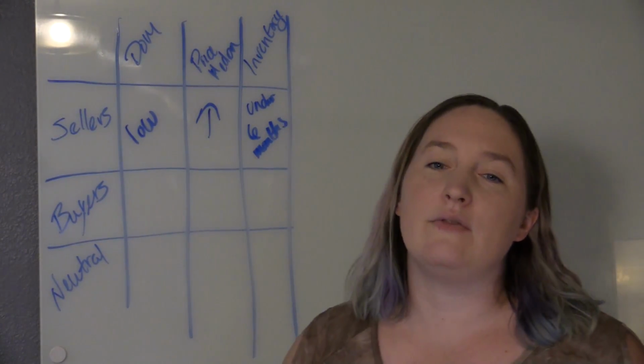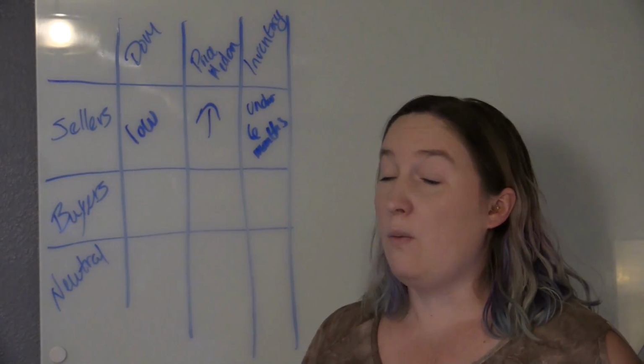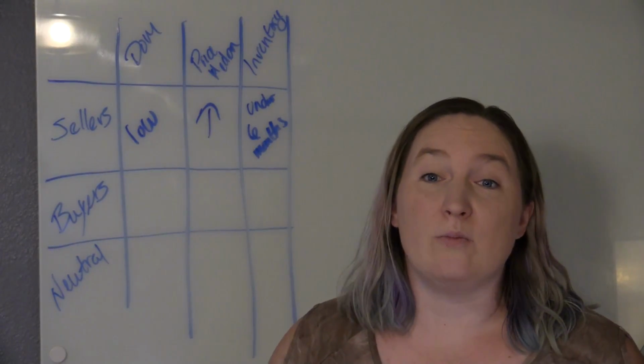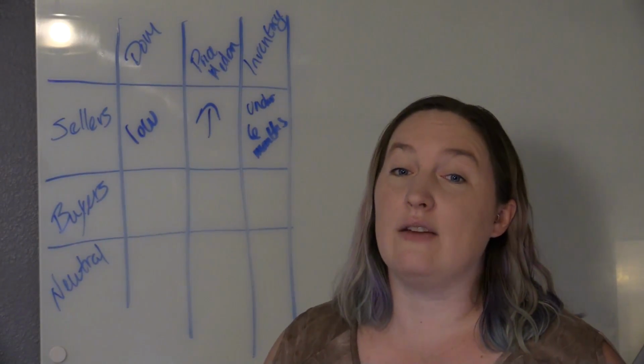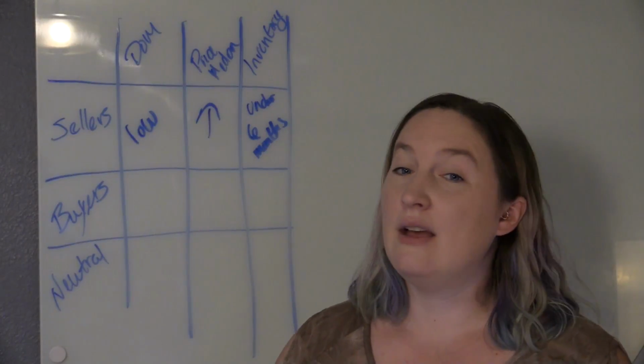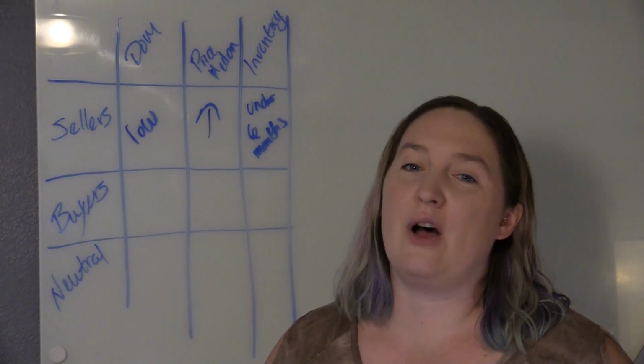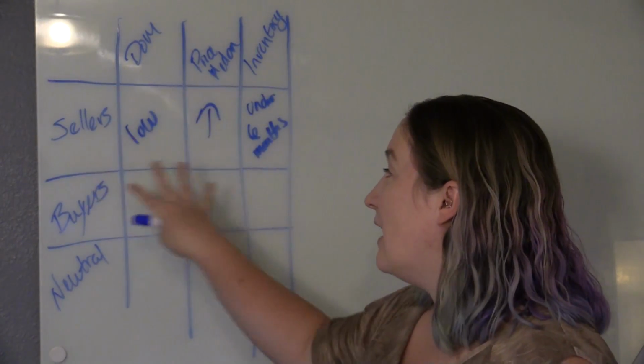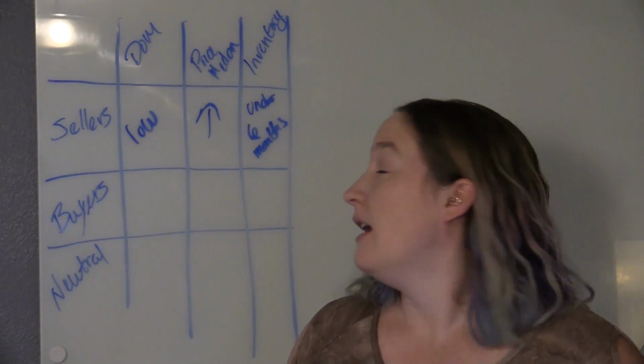So under 6 months of inventory just means that there are way more buyers than there are homes, and so the buyers are looking longer. The inventory is just being snatched up as quickly as possible. Again, those multiple offer situations. So that is the seller's market pretty much right there.